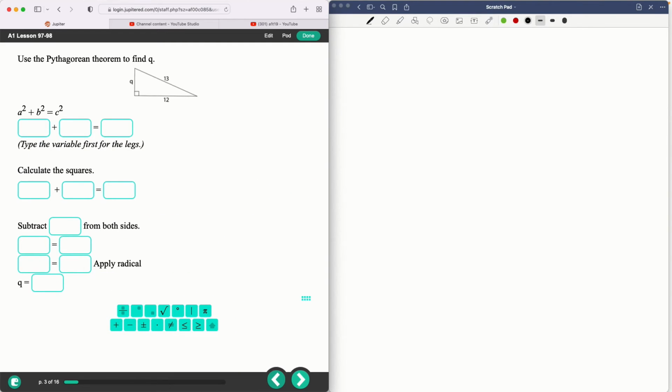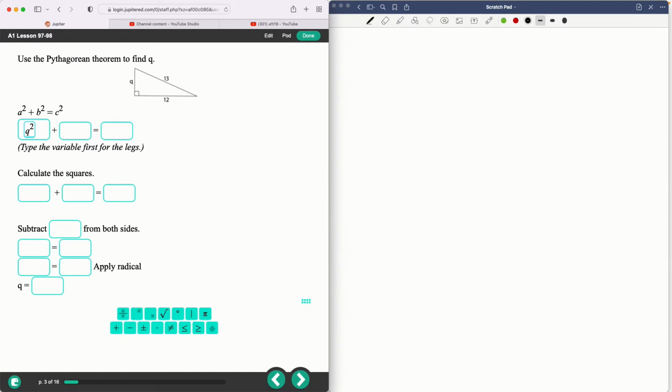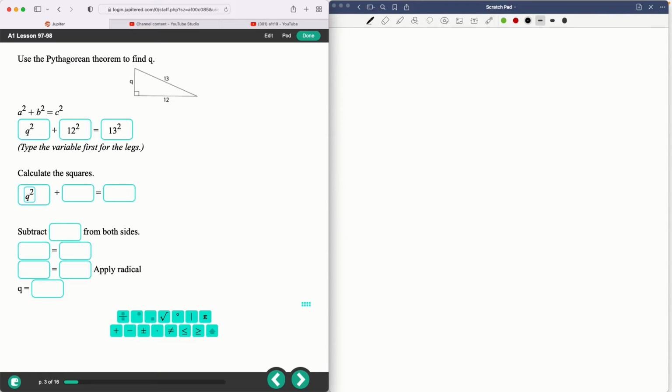Next one, same thing. We do the 2 sides and then the hypotenuse. So we have q squared is this side. I always do the upright and then the base, for those of you that want to make sure you have them in the right blank. So that's going to be 13 squared here. So now we calculate. We can't do anything to the q. It's still going to remain the q. This is going to be 144, and 13 squared is 169.